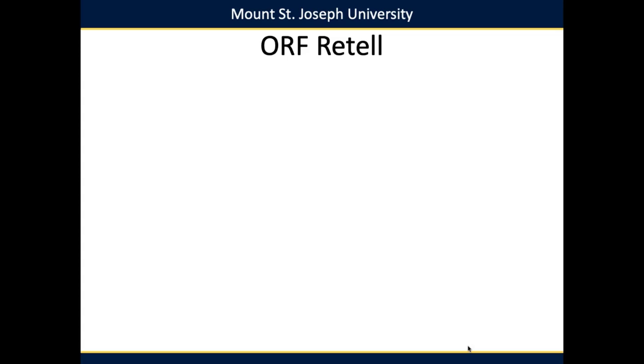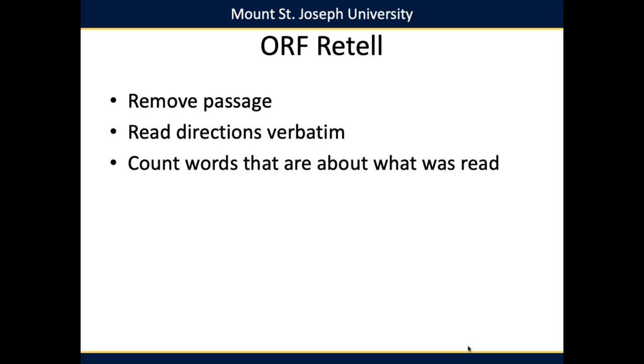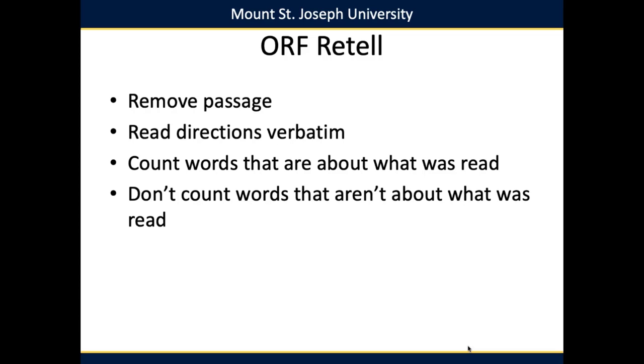Following the 1 minute passage reading, take the passage away and reset your timer for 1 minute. Read the retell directions verbatim. As the student is retelling, count words that are about what was read from the story. Don't count words that are not about what was read from the story. That includes words that are about the student's own life and repeated words, although minor errors and inaccuracies are scored as correct. Give a prompt if the student hesitates for 3 seconds during the retell.